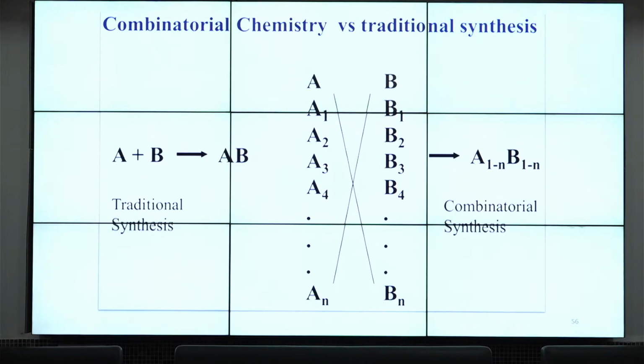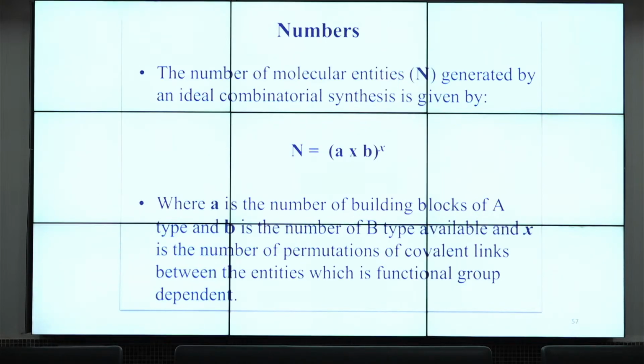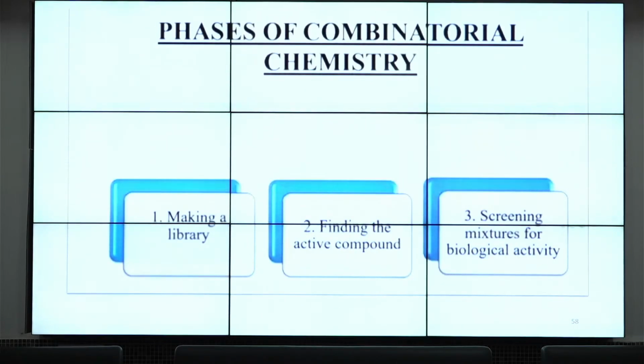These are all varieties, but here you are just changing the different reagents on a substrate. In some part it might be linear, and then all sorts of permutation combinations will give the library of compounds. So the number of molecular entities generated by combinatorial synthesis increases exponentially, with a power on that. It is not linear, not an arithmetic progression, but a geometric progression. Making the library, finding the active compounds, screening the mixture for their biological activities, you must have the proper synthetic tool in order to get the compounds very efficiently.